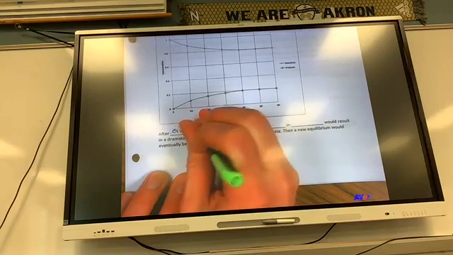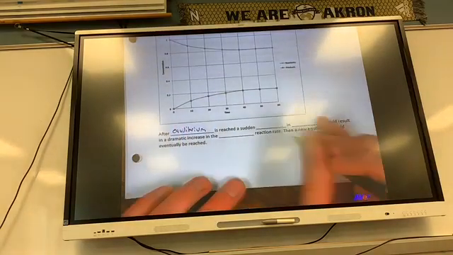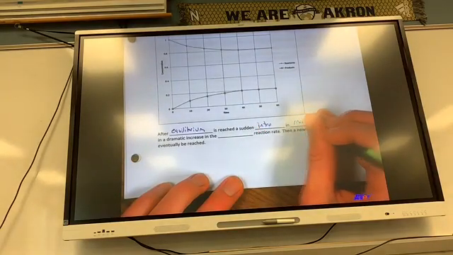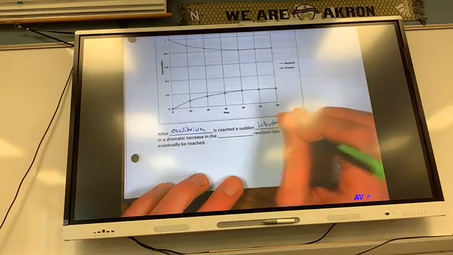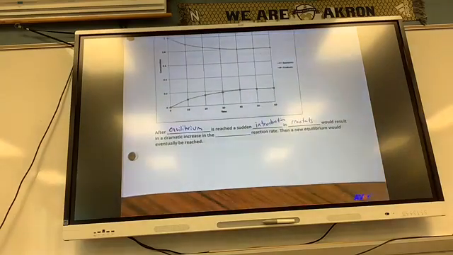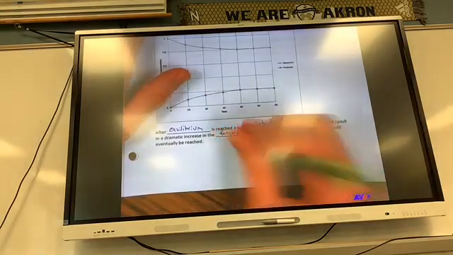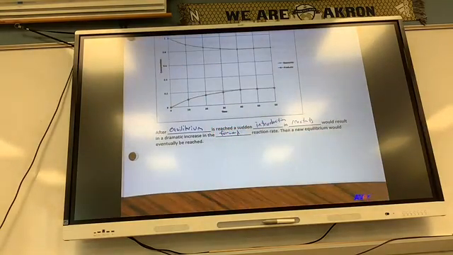After equilibrium is reached, a sudden introduction of reactants would result in a dramatic increase in the forward rate. So, if I add more reactants, it's going to keep moving forward. Then a new equilibrium would eventually be reached. It would go back to equilibrium again. You're going to get to see that in lab next Wednesday or Thursday.